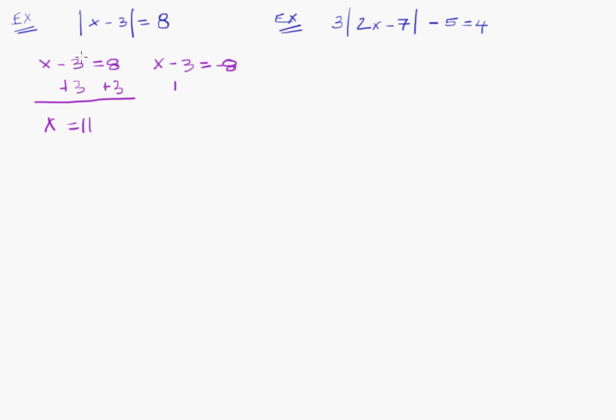And if I solve this one and add 3, I don't get the same answer. So don't put plus or minus 11. That's not true. So in the second case, I get x equal to negative 5.